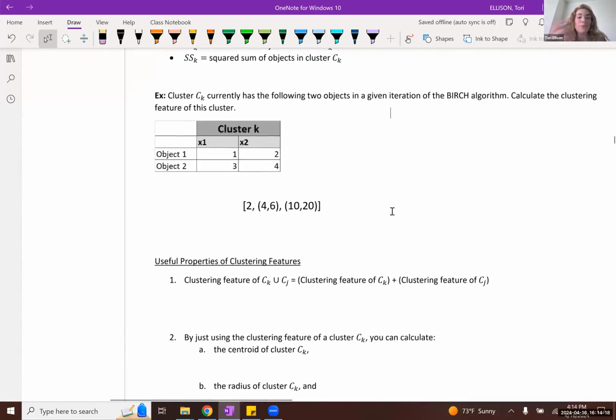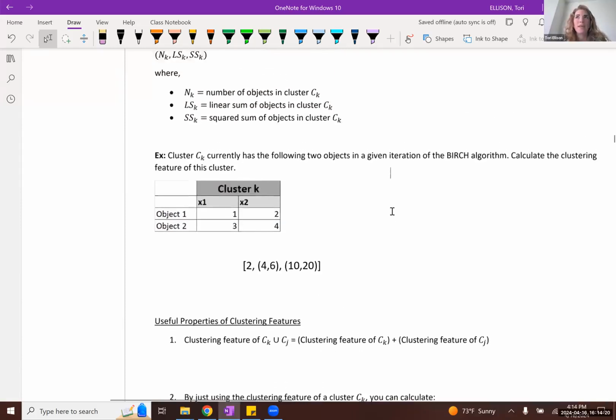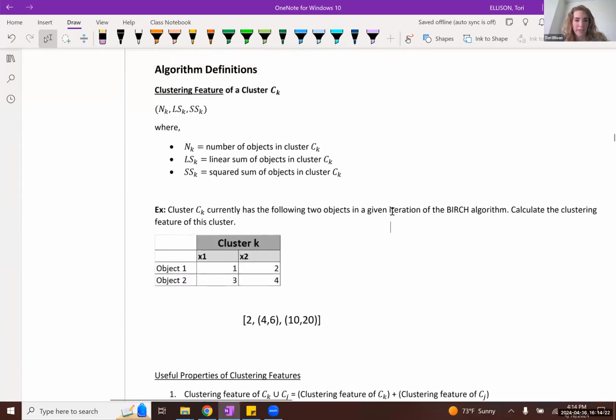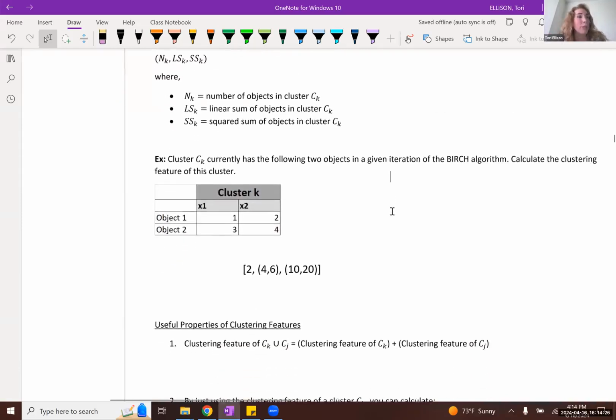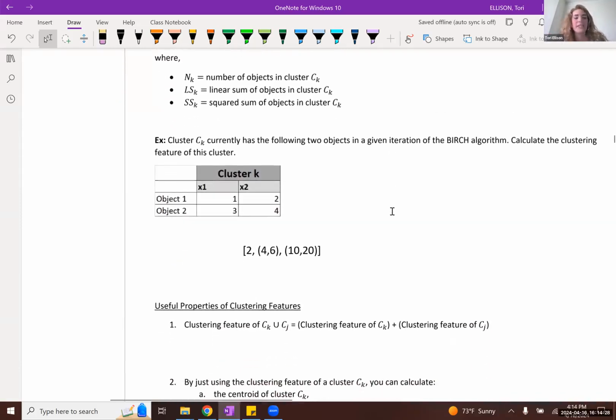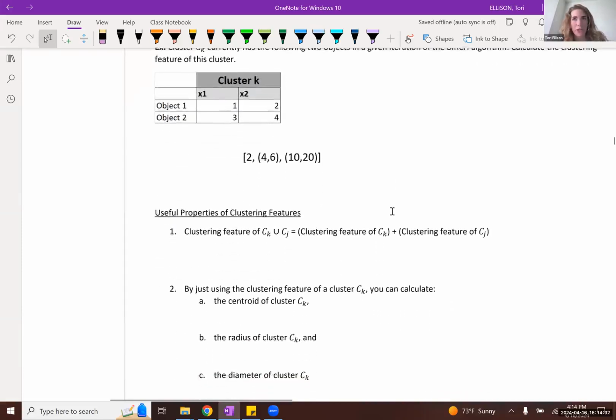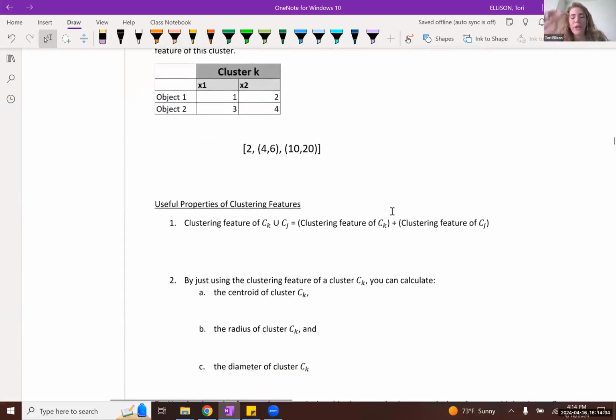So the reason why we're calculating these 3 particular metrics for a given cluster is because the clustering feature, these 3 elements, has these nice, useful properties, which essentially allow us to quickly recalculate the relevant information for new clusters which have been formed by merging particular clusters together.